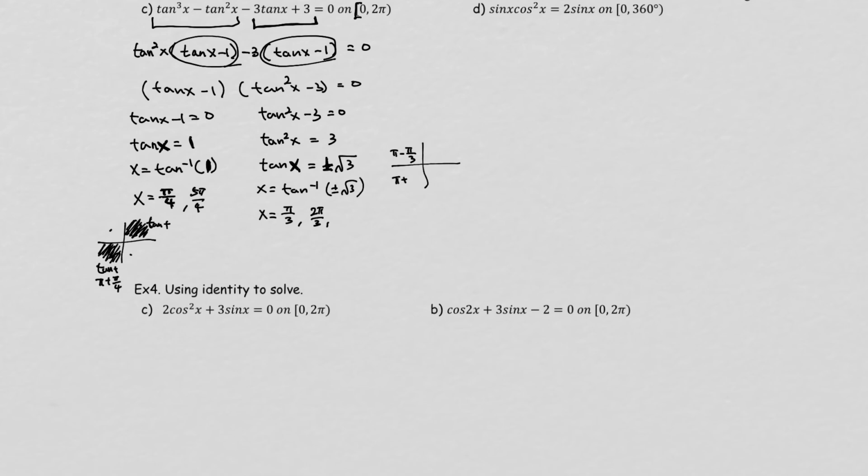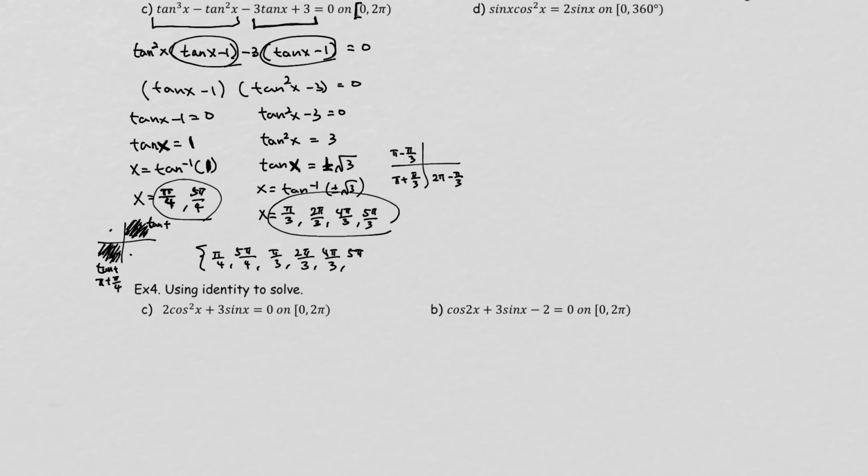This is pi plus pi over 3, so that gives you 4 pi over 3. This is going to be 2 pi minus pi over 3, so that will be 5 pi over 3. So all the angles are going to be here and here. And that gives you pi over 4, 5 pi over 4, pi over 3, 2 pi over 3, 4 pi over 3, 5 pi over 3. That will be the solution of that problem.